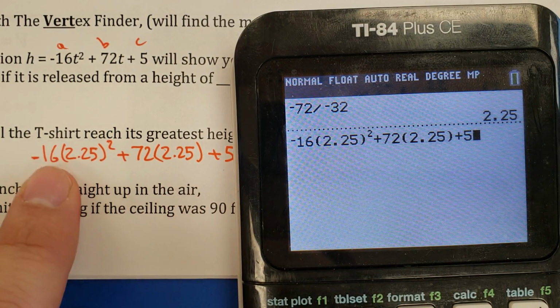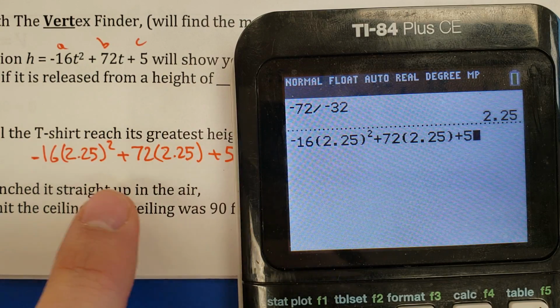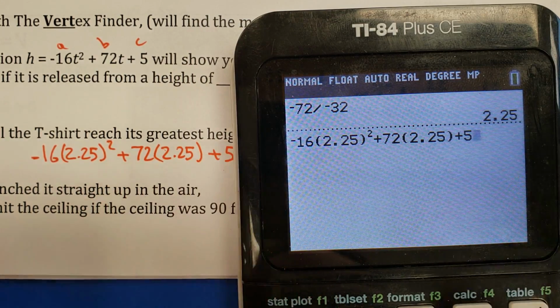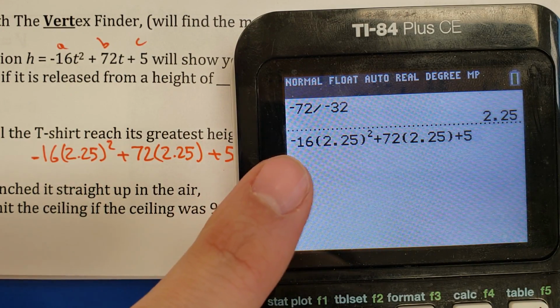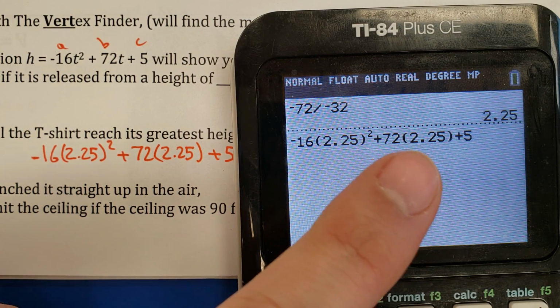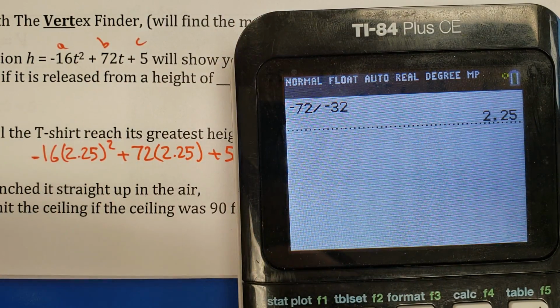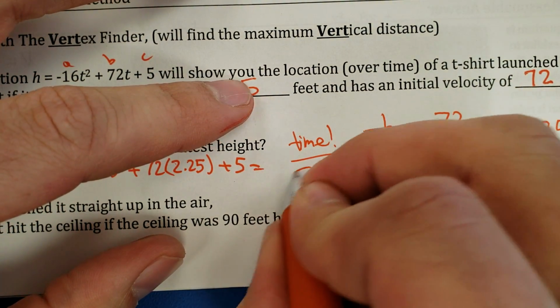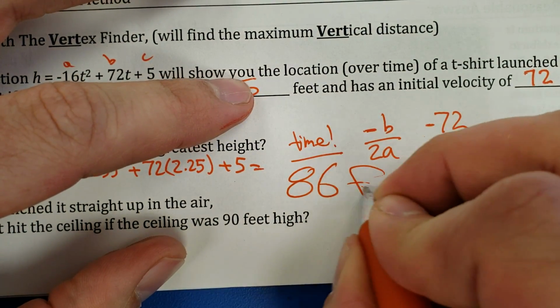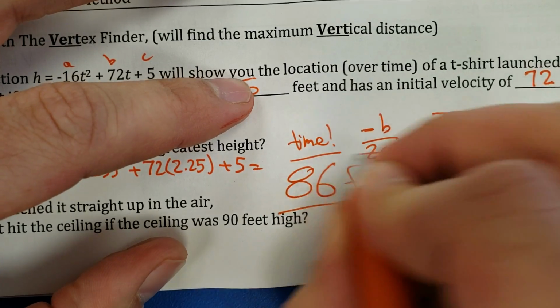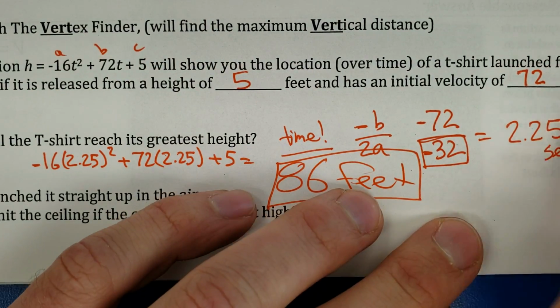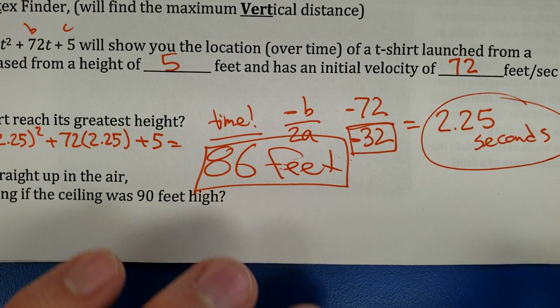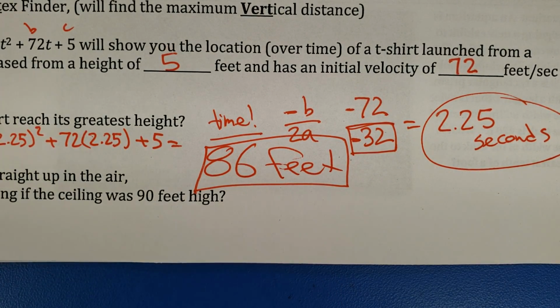The nice thing about writing it is that you can basically just type it like you see it. That's half the battle. Once you type it in, you don't need to think at all. Then we double check: negative 16 time squared plus 72 time plus 5. 86. Well, that's nice and convenient. 86 feet. So at 2.25 seconds, that t-shirt is going to reach a maximum height of 86 feet.